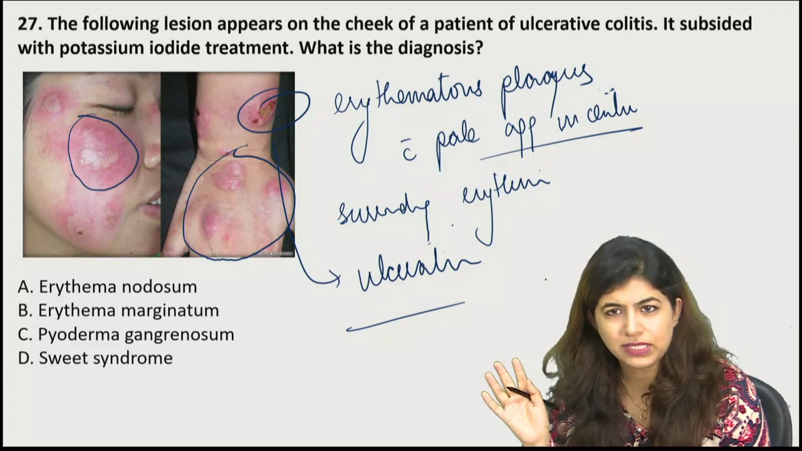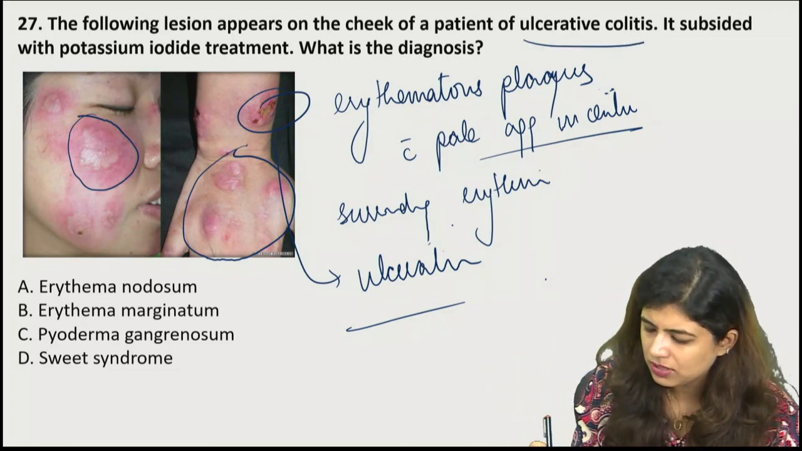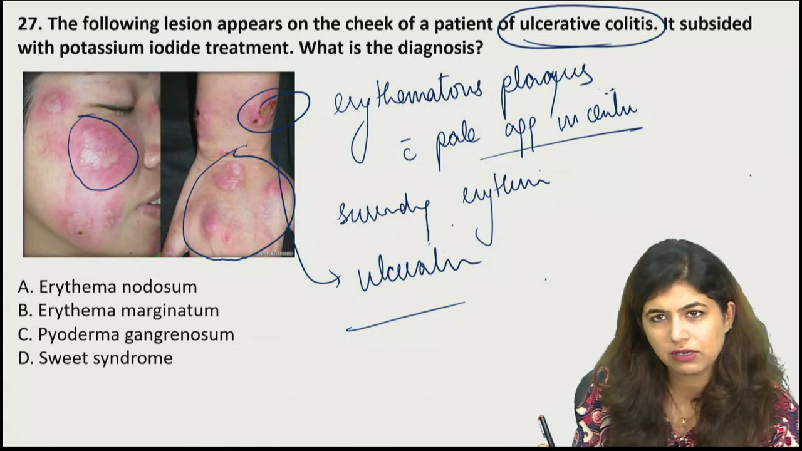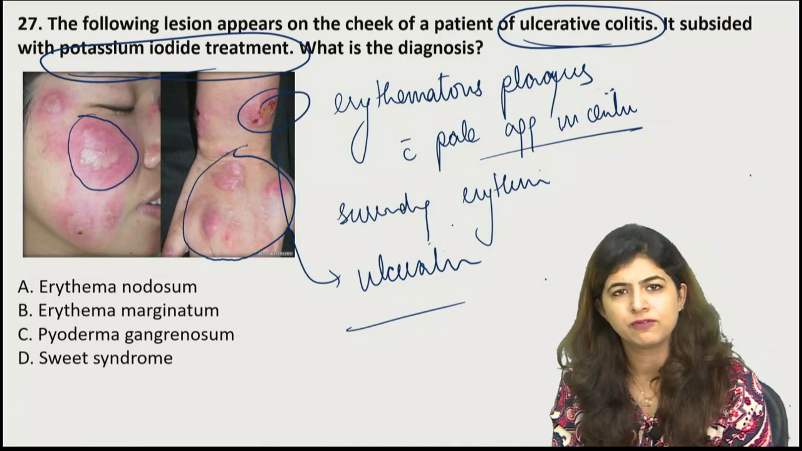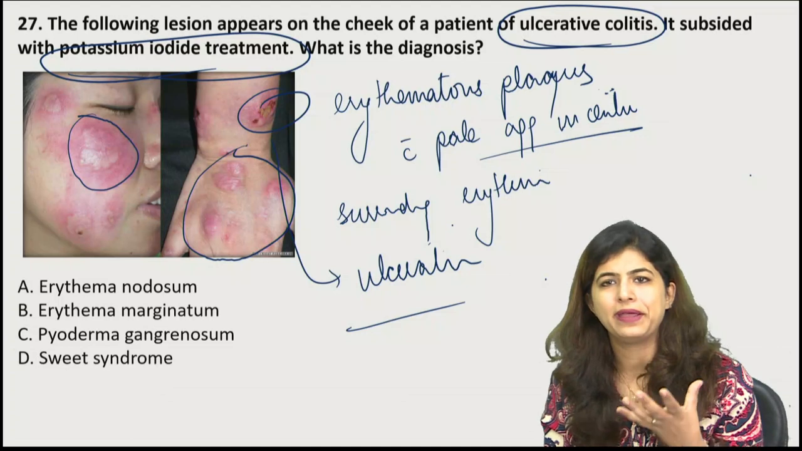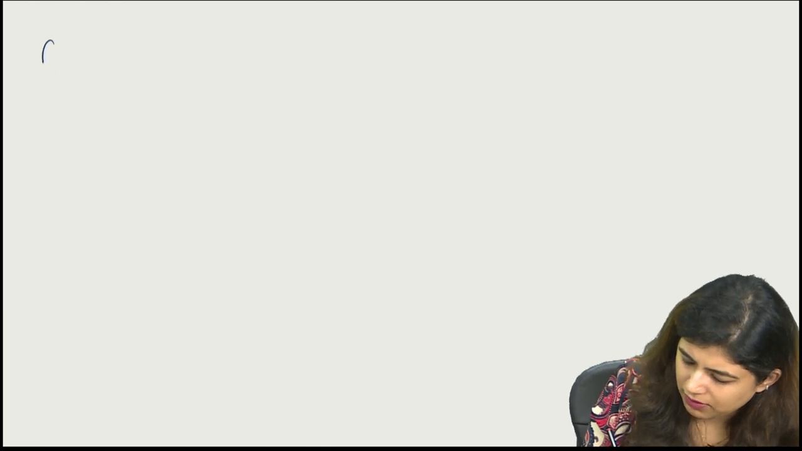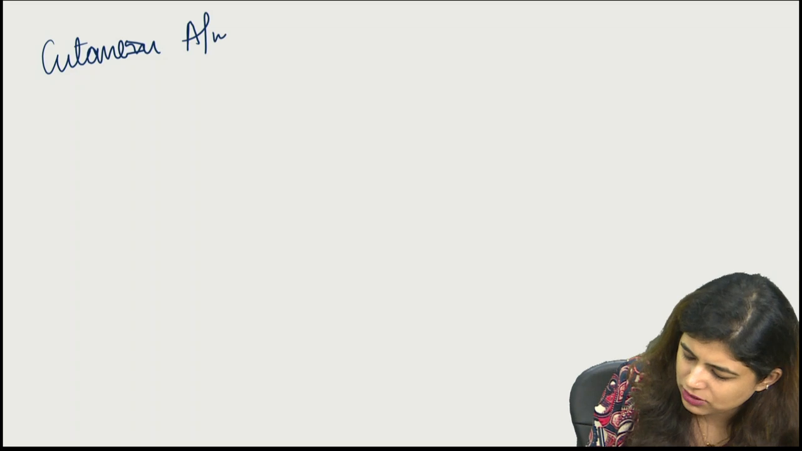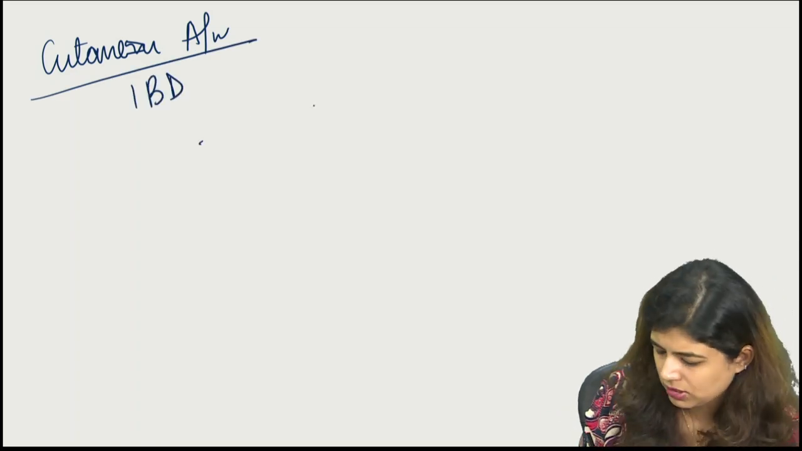No symptoms are mentioned. Only thing that I get from the question is, one, the patient has ulcerative colitis, two, a treatment was effective, which is potassium iodide. What do I do now? How do I go about it? First of all, I will run my mind. I will see what are the cutaneous associations of IBDs. What are the cutaneous associations of IBDs?